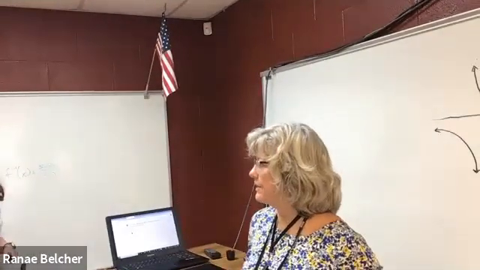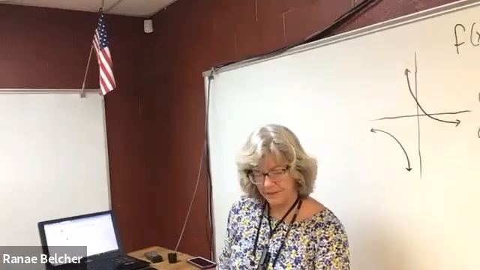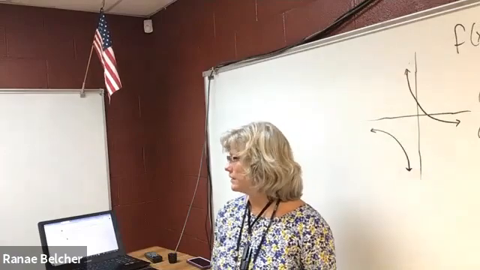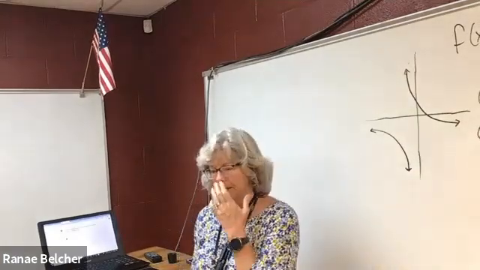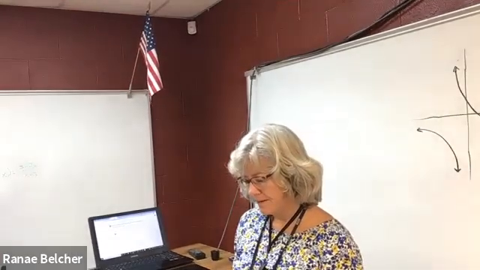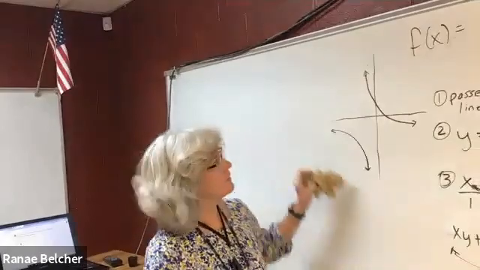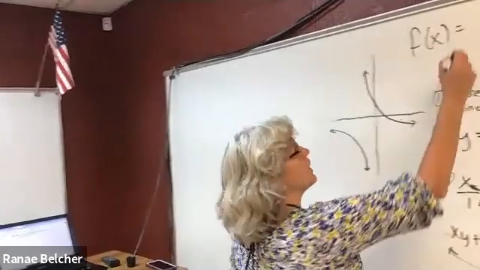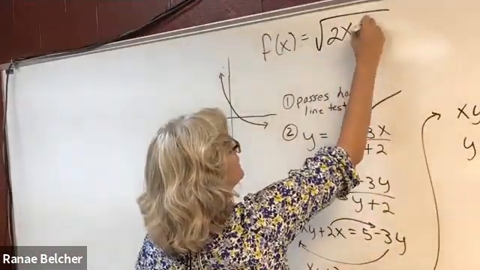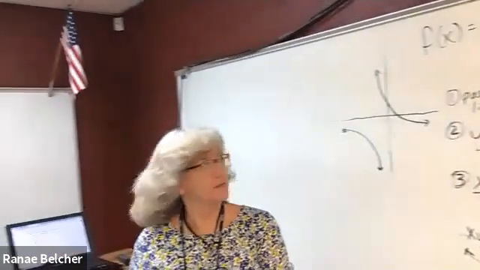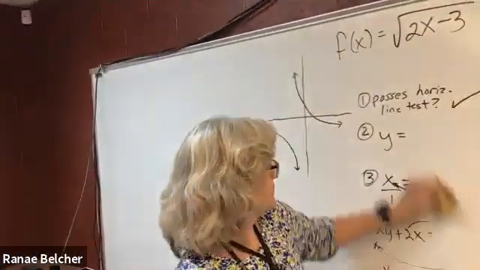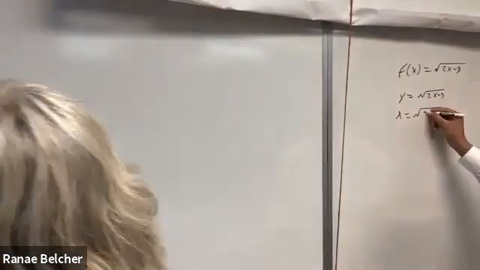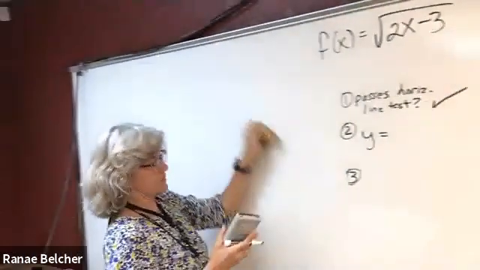Okay, you're going to do another one. Did everybody get it? We did the checkpoint on the bottom of page 88. We're about to start the one on page 89. Okay, try the next one, which is f of x equals the square root of 2x minus 3. So first, we have to check the graph.